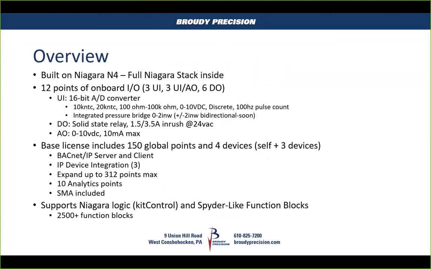You can expand up to 312 points max, so you can actually add 300 more points to the license. Or you can add up to 312. You already get 150, so you could add another 150 to it. You get 10 analytics points, as you do on the Jaces when you buy them new. And it also includes the SMA, the software maintenance agreement.